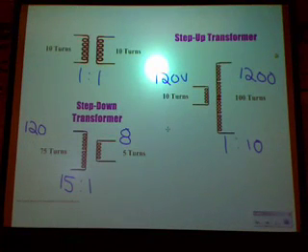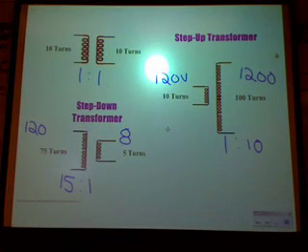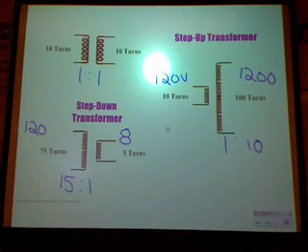A step-up transformer, for your definition, has more turns in the secondary so that it can increase the voltage. Has more turns in the secondary coil so it can increase the voltage. Step-up transformer. And I'm going to give you examples for each of these in just a second, so you'll want to add that to your definition. But let's look at the last one here.